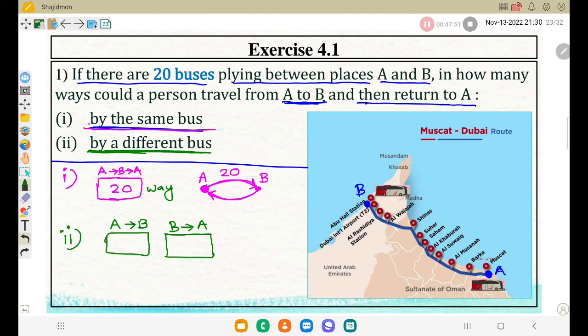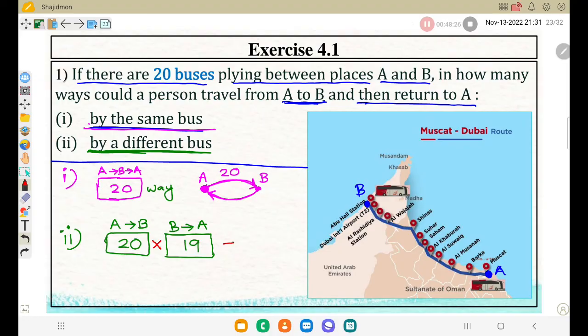For example, A to B, Muscat to Dubai, how many buses are available? 20 buses, correct? I can write 20. Now return from Dubai to Muscat. One of the buses he cannot use, because whatever bus he took to Dubai, that same bus he cannot take back. So how many options are available? 19 options. So he gets 20 options from Muscat to Dubai, but on the return the same bus is not available, so 19 options.